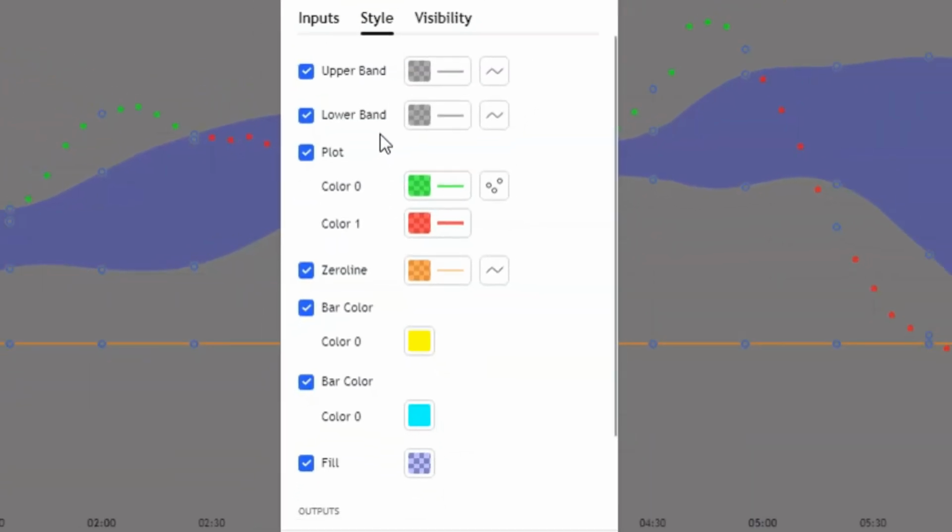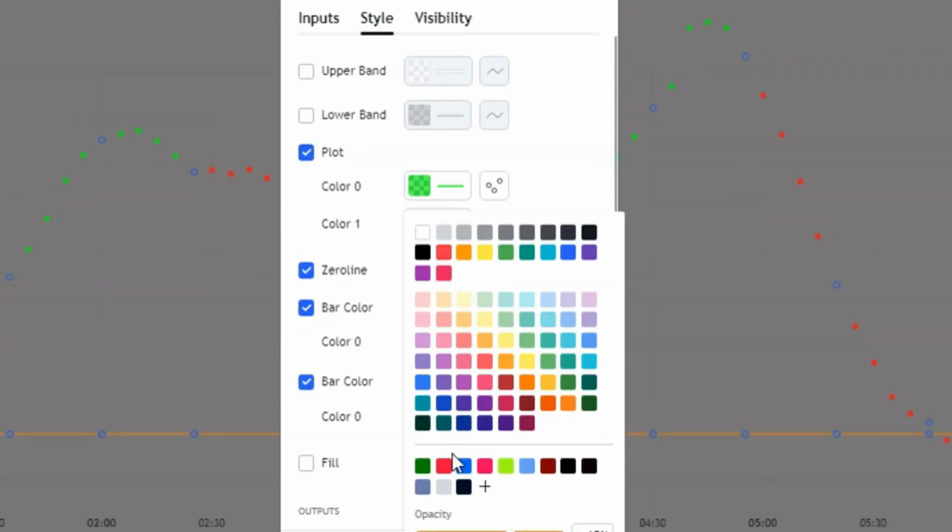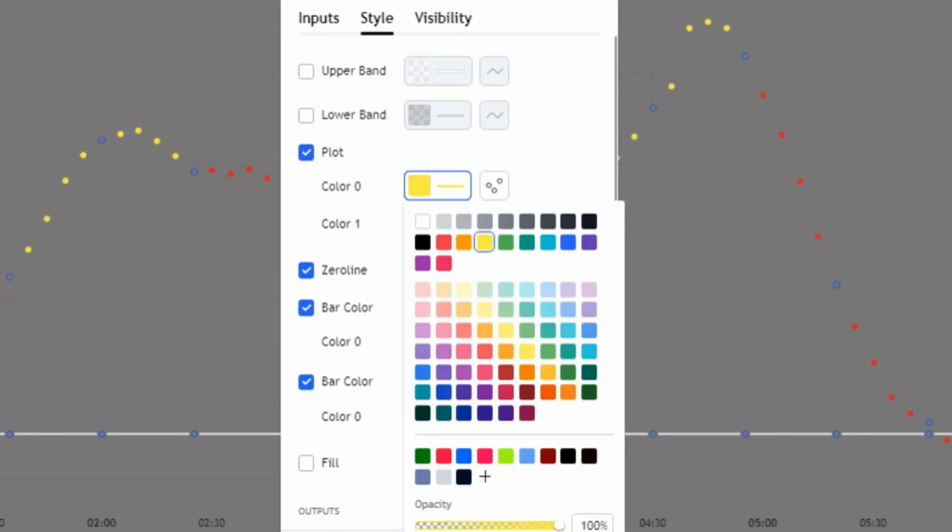Next, in the style section, turn off the upper band and lower band options. Then you can pick whatever color you want for the other options and change the colors however you like.